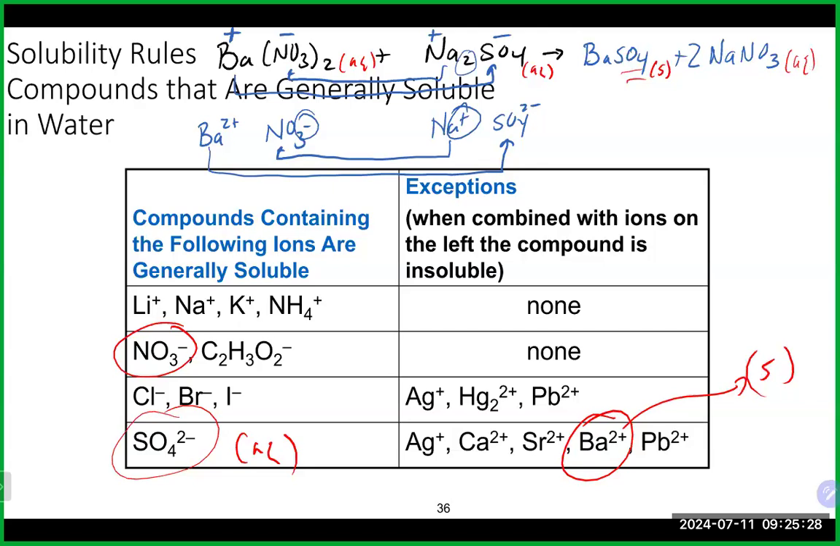So our solid here, which is going to make this a precipitation reaction, is going to be the formation of our barium sulfate. First off, any questions on that?